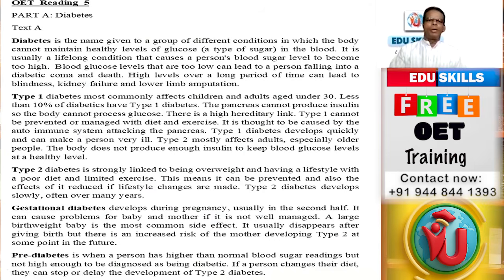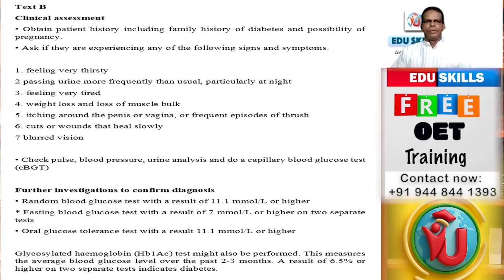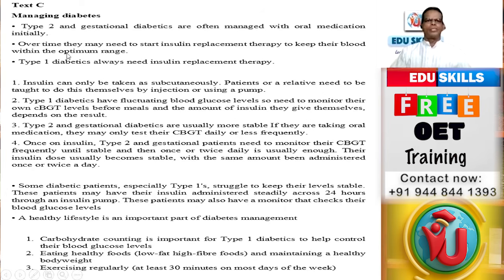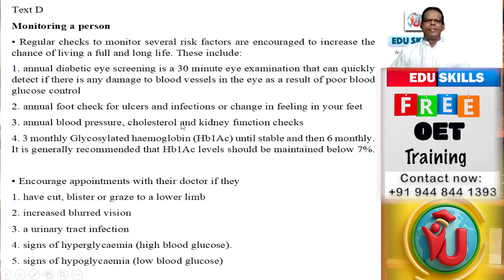Now, for the skimming part, you need to just look into this. First, text A speaks about the definition or description of the thing. The subheadings you have are diabetes, type 1, type 2, gestational diabetes, pre-diabetes. That's all you need to look into in skimming. Text B, clinical assessment, speaks about symptoms here. Then you have CGBT, then further investigation to confirm diagnosis. That's all for text B. Text C, managing diabetes. Then you have the management part of it. Then you have monitoring a person with diabetes.